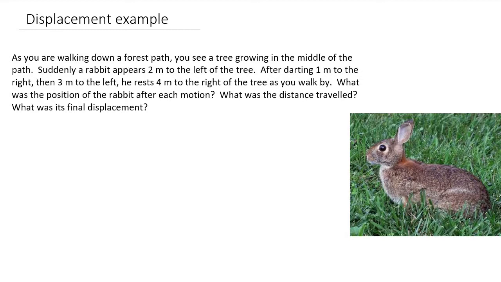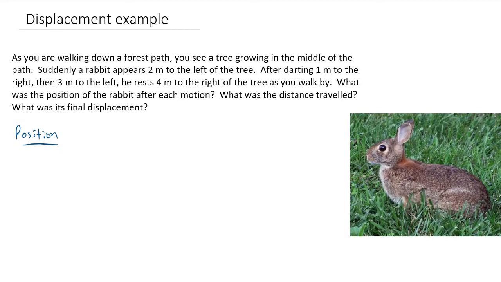What was the position of the rabbit after each motion? What was the distance traveled? What was its final displacement? So here you can see that it's important that we make a distinction between our terms of distance, displacement, and position. So let's start with the first question, the position after each motion.